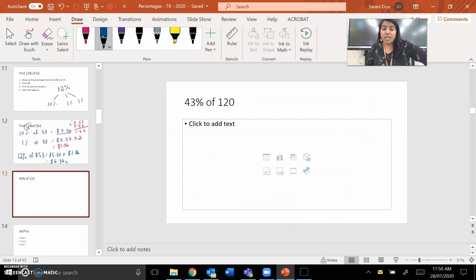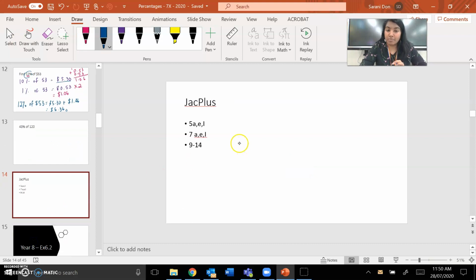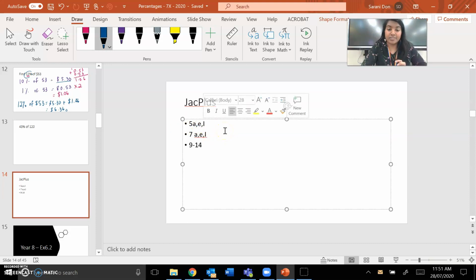What I want you guys to do next is try this question by yourself. See how you go, do the same working out. And once you're done, I want you to do the following Jacaranda Plus questions. So 5AEI, pretty sure it's I, it's just capital L. I'm not sure why it changed into a capital I, sorry. So 5AEI, 7 and 9 to 14, all in your book. You don't need to upload it on OneNote, and then check your answers at the end. And then we'll discuss any hard questions you have in the next lesson.